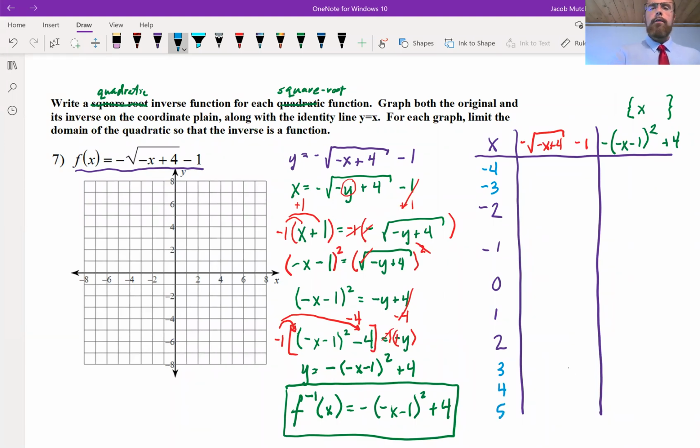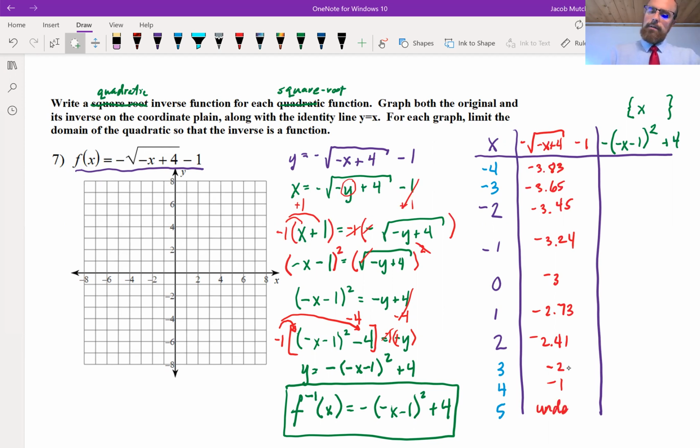And we'll fill in now for our function. So the square root function had these outputs: -4, -3.83, -3, -3.65, -2, -3.45, -1, -3.24, 0, -3, 1, -2.73, 2 is -2.41, 3 is -2, 4, -1, and then 5 we'd included just to see that's the cutoff. Past the x value of 4, that square root function is undefined.